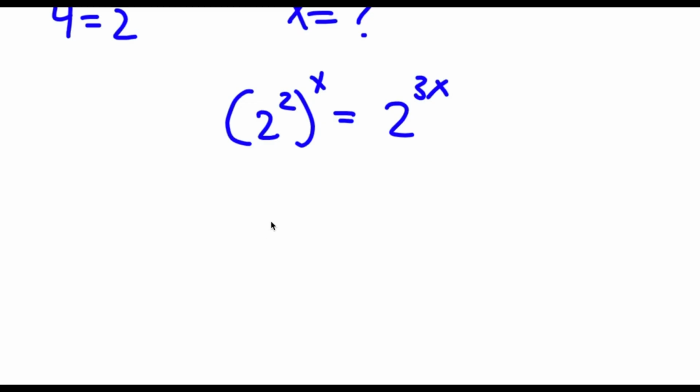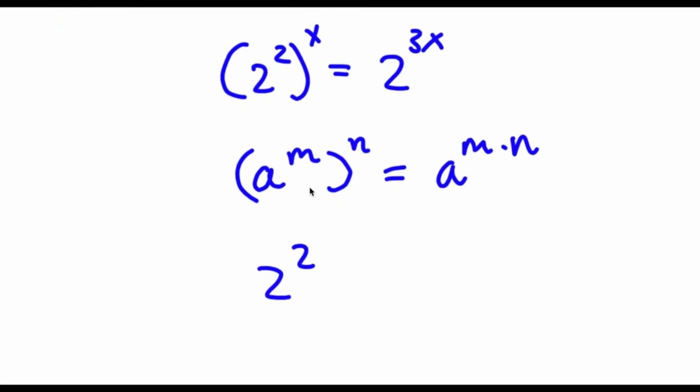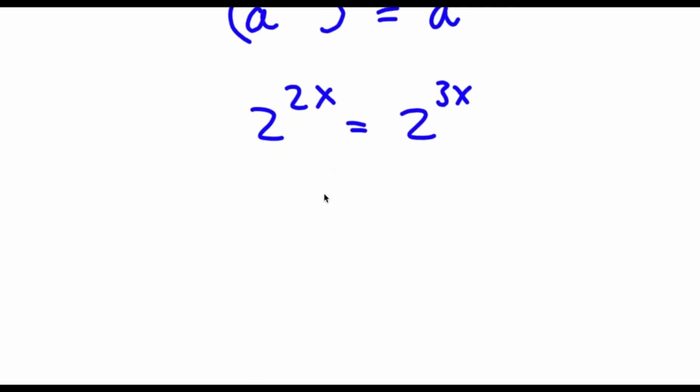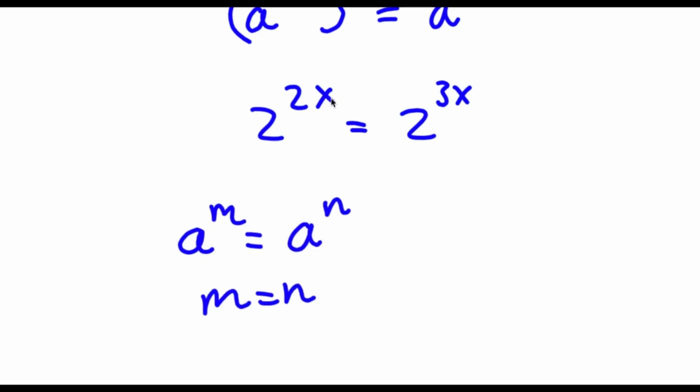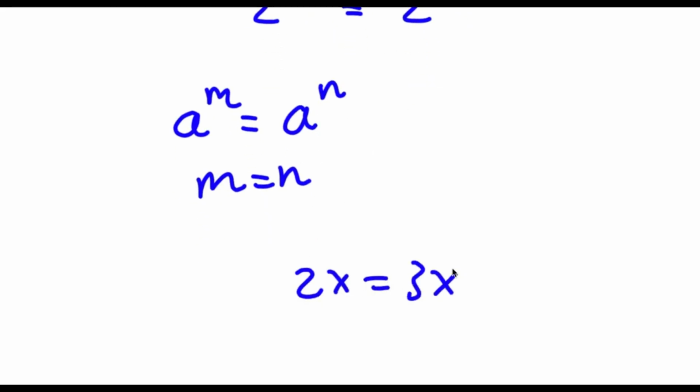Now, if I have something in the form a to the power of m to the power of n, this is equal to a to the power of m times n. So 2 to the power of 2 to the power of x is going to equal 2 to the power of 2 times x, which is the same thing as 2x. Now this is equal to 2 to the power of 3x. Now, if I have something in the form a to the power of m is equal to a to the power of n, then this means that m is equal to n. So in this case, 2x is equal to 3x.